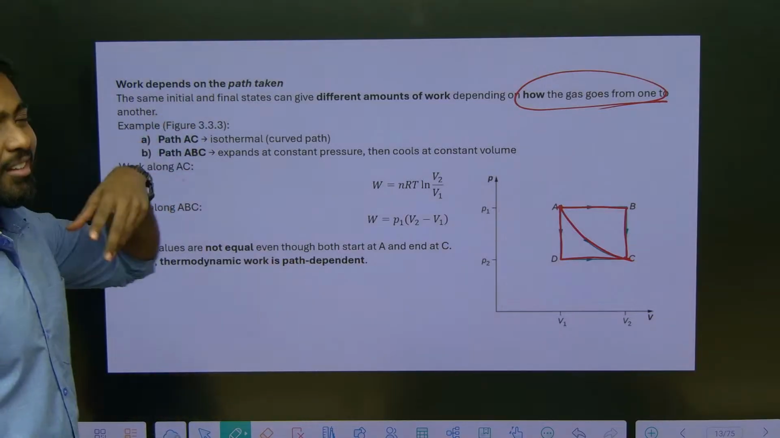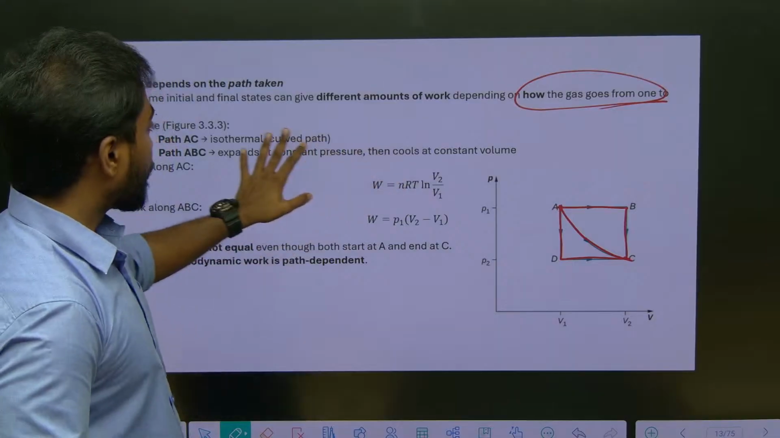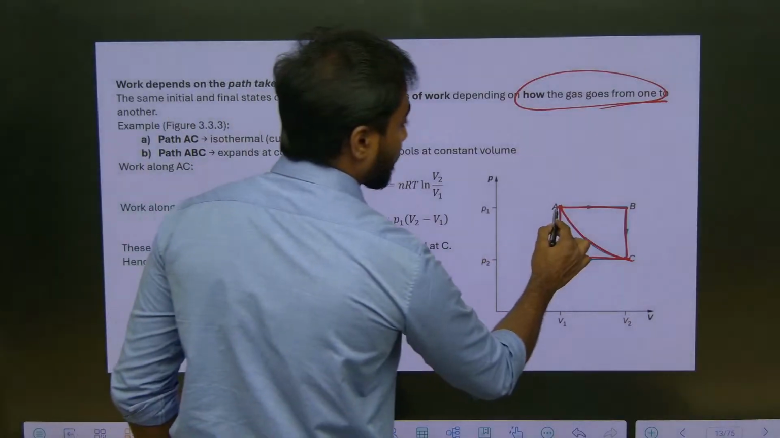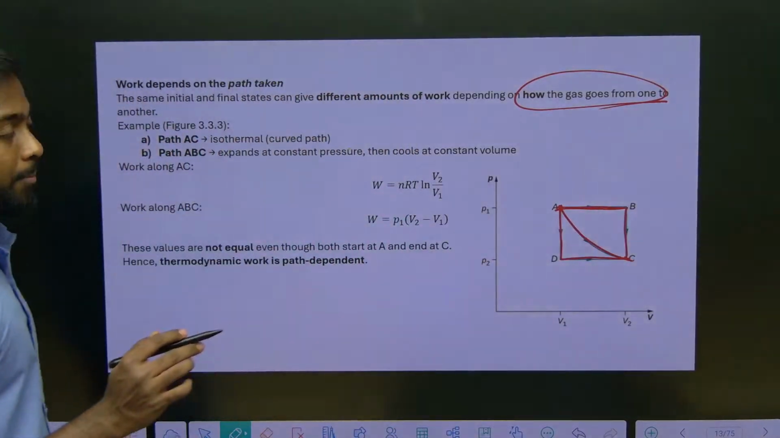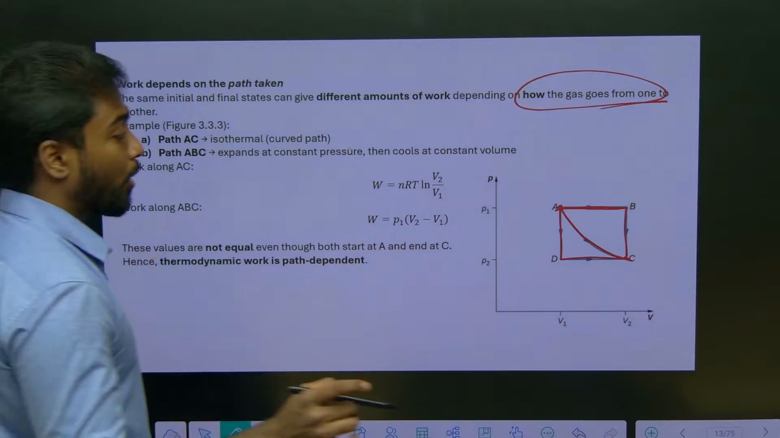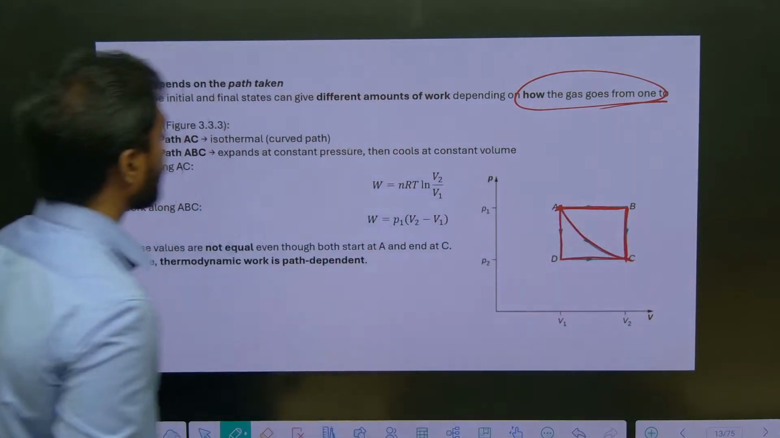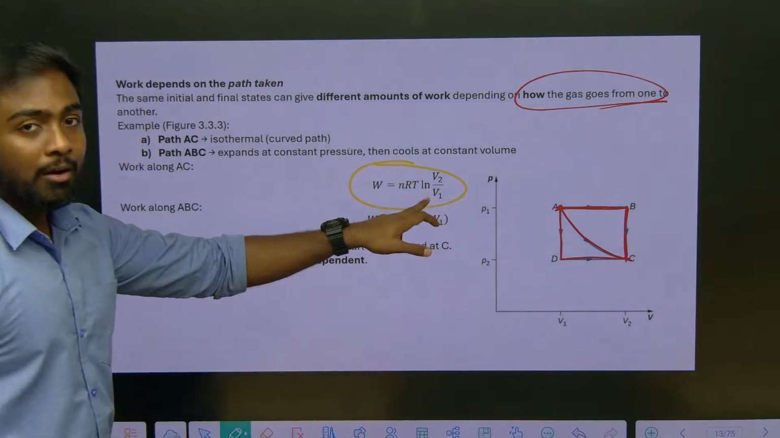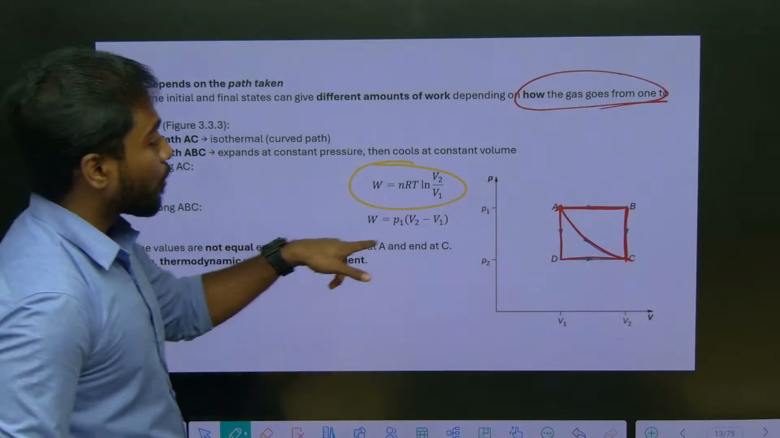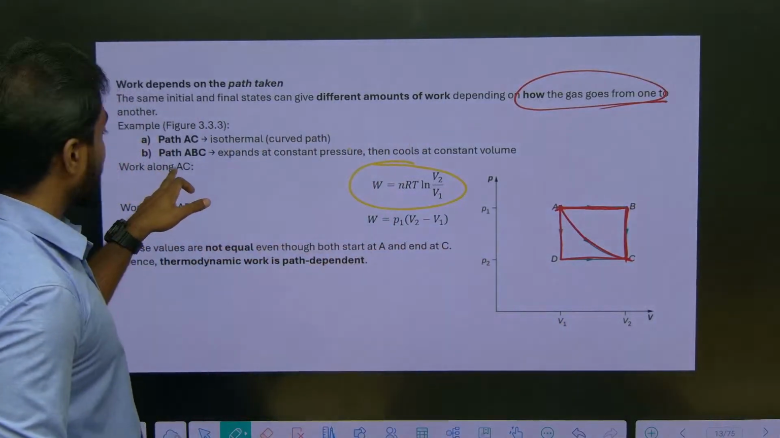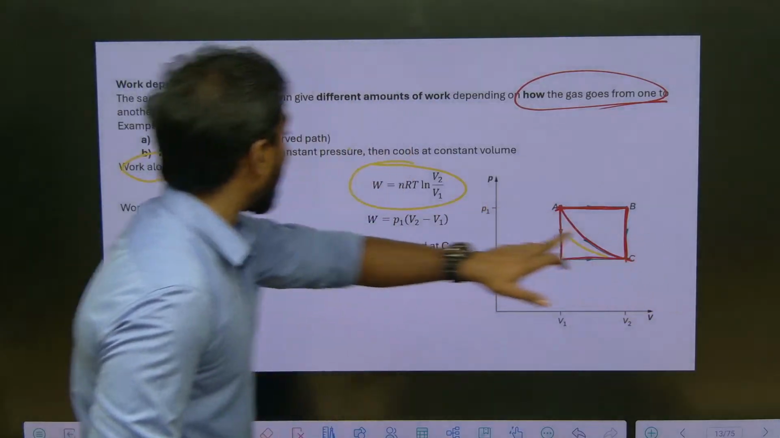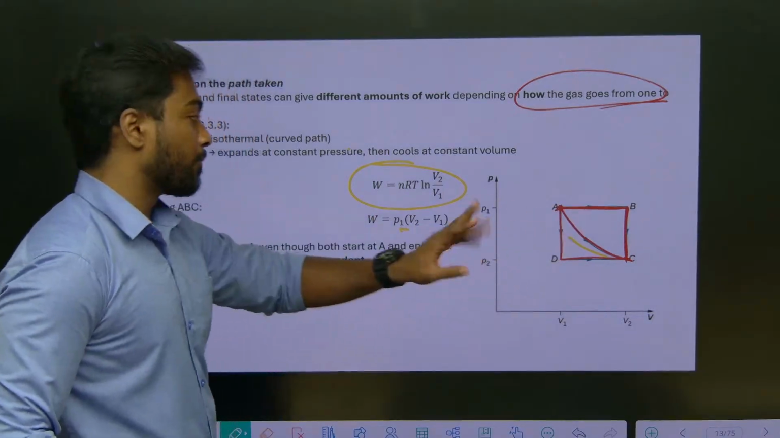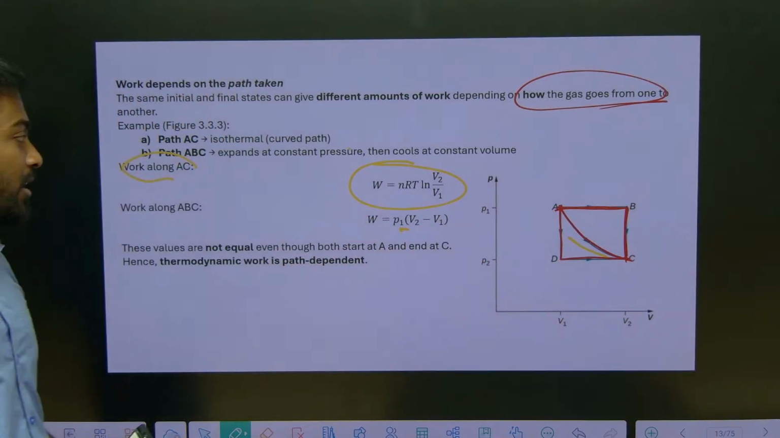Right. So path AC is isothermal, and we'll discuss the graph upcoming. ABC expands at a constant pressure, then cools at constant volume. So here the work done along AC, which is isothermal, will be nRT ln V2 by V1, and along ABC, P1 is constant and then V2 minus V1.